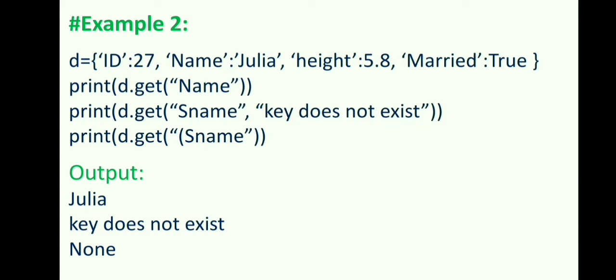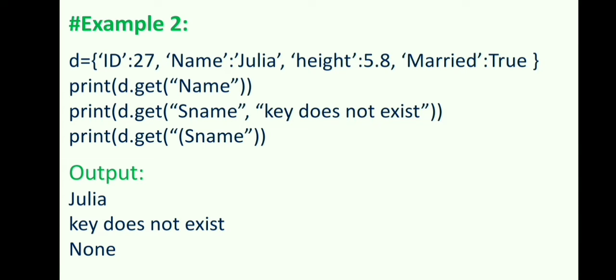In the next print statement, we have used a key sname with the default value "Key does not exist". You can write anything you want in the default value part. If it is a string, then write the default value within quotes, otherwise quotes are not needed. Here the output will be "Key does not exist" because the key sname is not in the dictionary. So Python will return the default value defined by you.